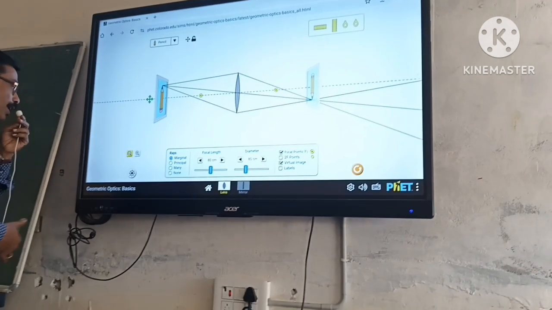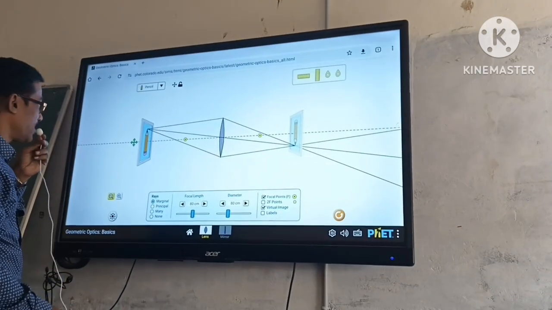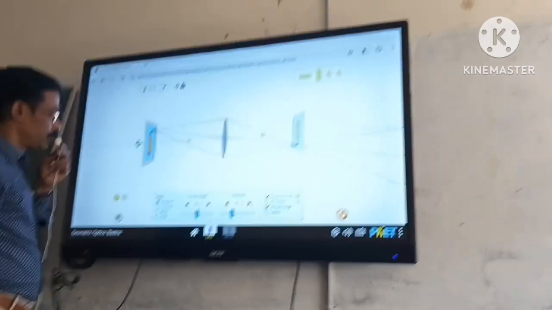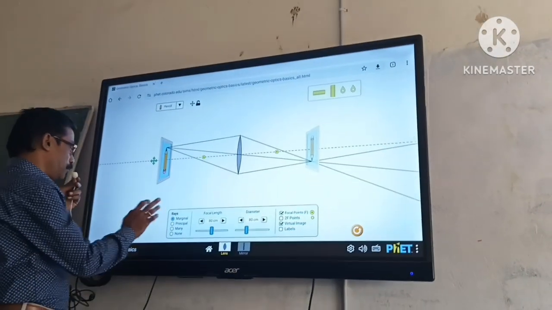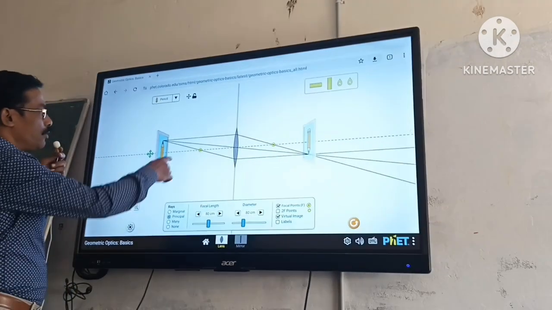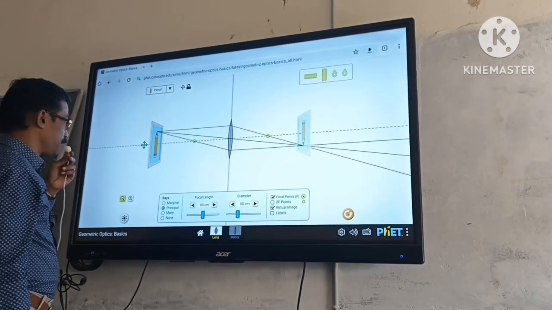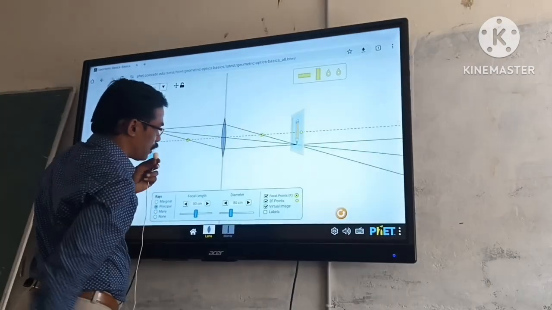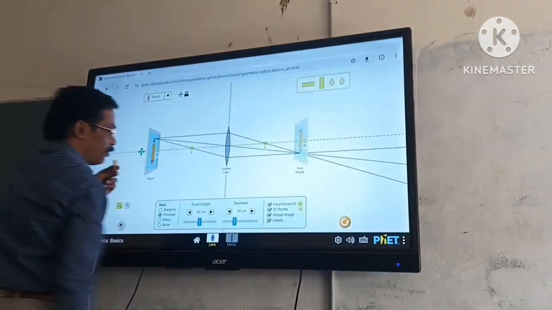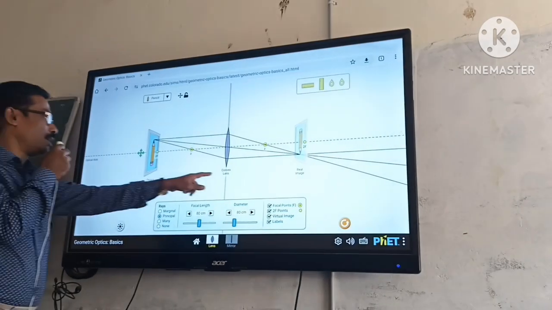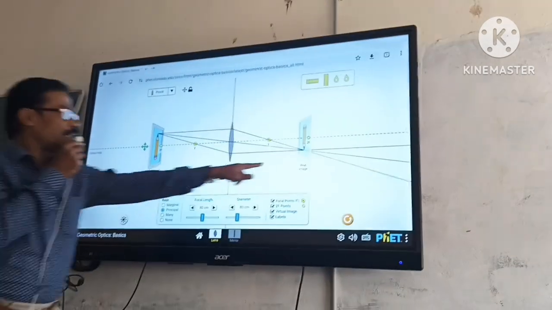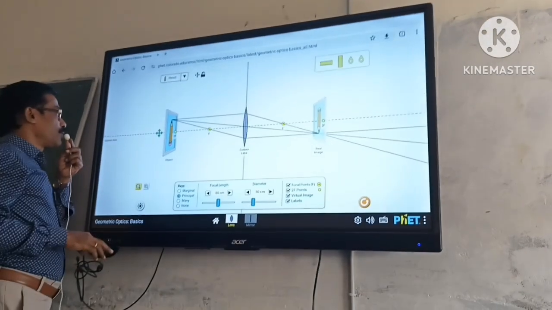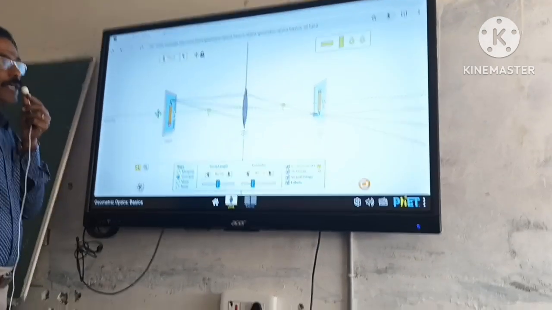Now you have some important things here. If you want 2 to 3 rays, this is enough. If you want to show the principal axis, you have a principal axis here at the center, and if you want focal points, you can label them. Here is the convex lens, here is the object, here is the image formed. Just by moving, you can show where the object is placed and where the image is formed.